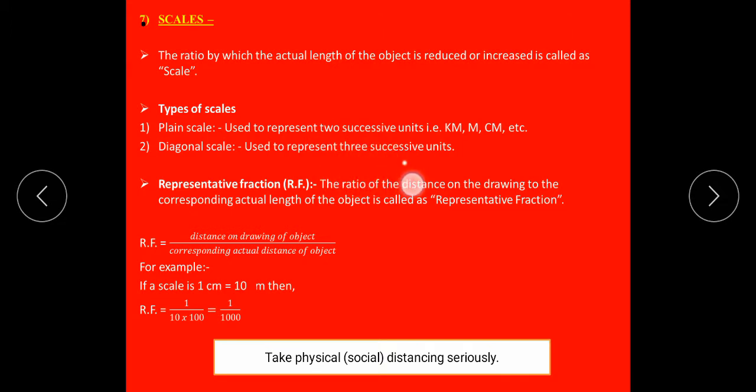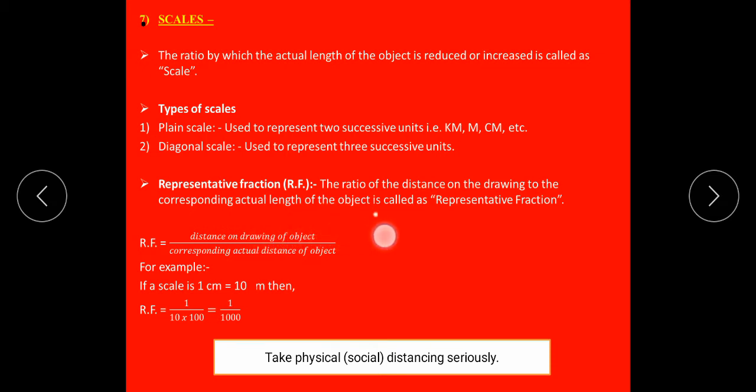Another important point is the representative fraction, RF. What is meant by representative fraction? The ratio of the distance on the drawing sheet to the corresponding actual length of the object is called the representative fraction.